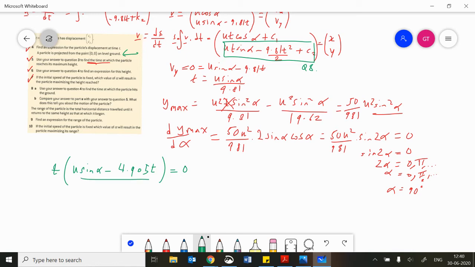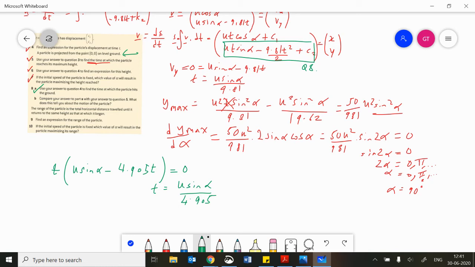And then we need to solve the bit in the center equal to 0. If we do that, we're going to get t is equal to u sine alpha divided by 4.905. That's just solving what's in the brackets equal to 0. And that's it, that's done for 8a. Use your answer to find the time at which the particle hits the ground. We have now found the time at which the particle hits the ground.